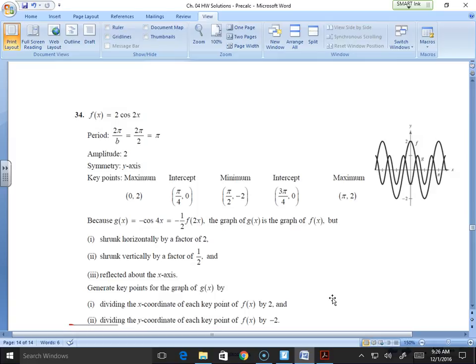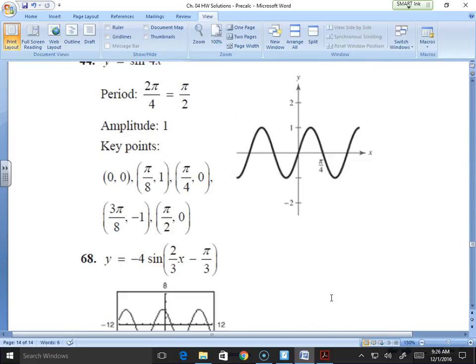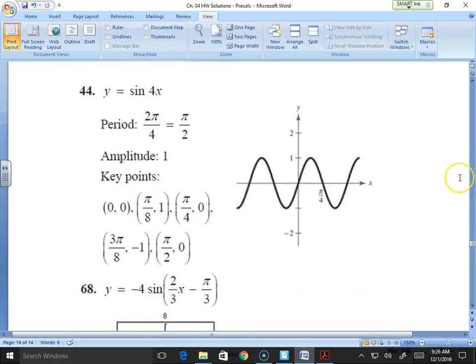The next ones are shorter. This was the longest one. Number 44. You were supposed to graph it, right? That was a long story short. So you guys didn't need to show the table.